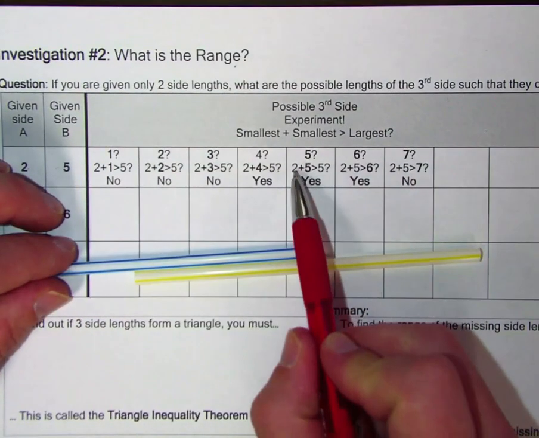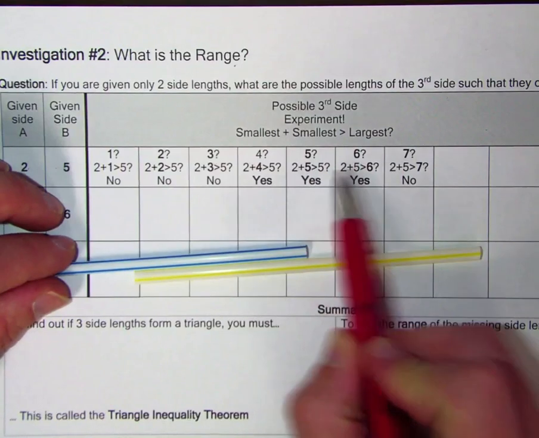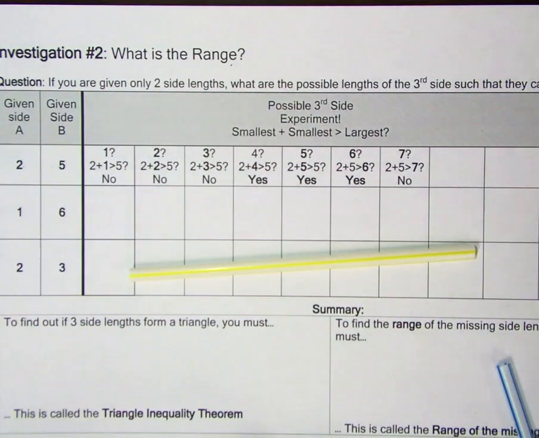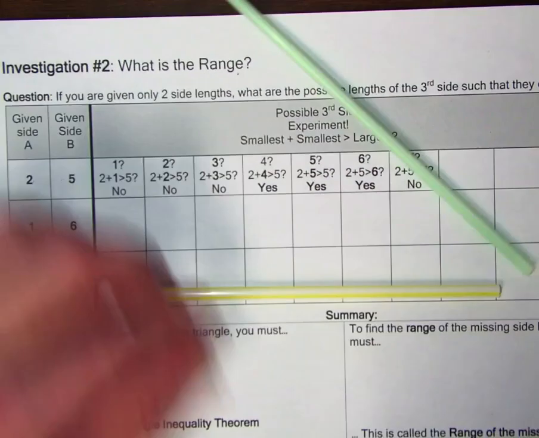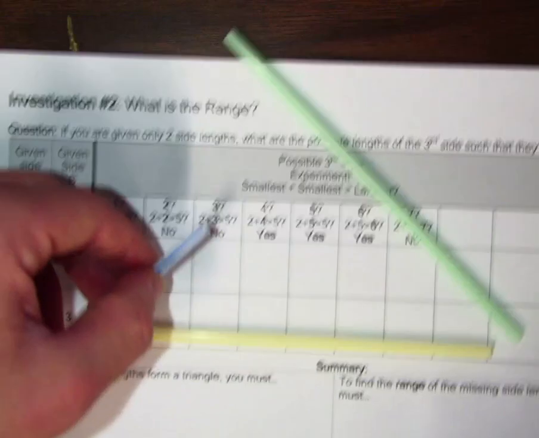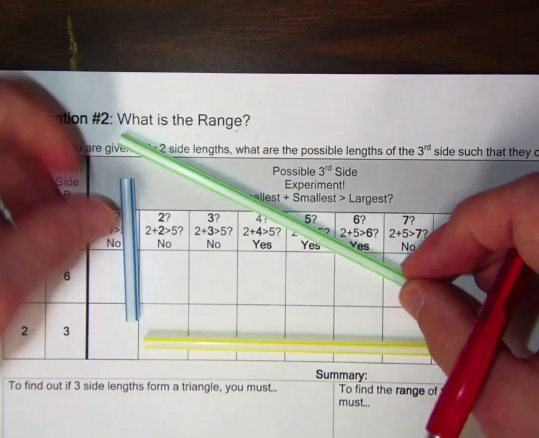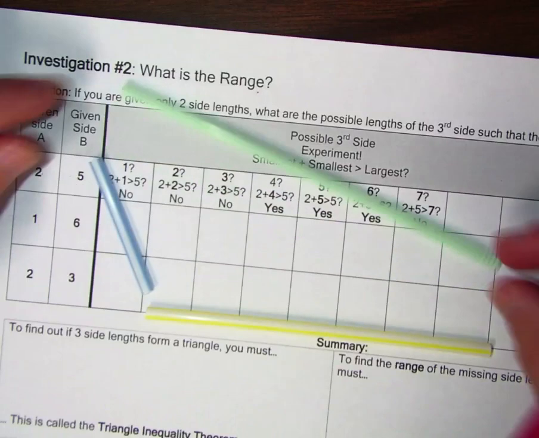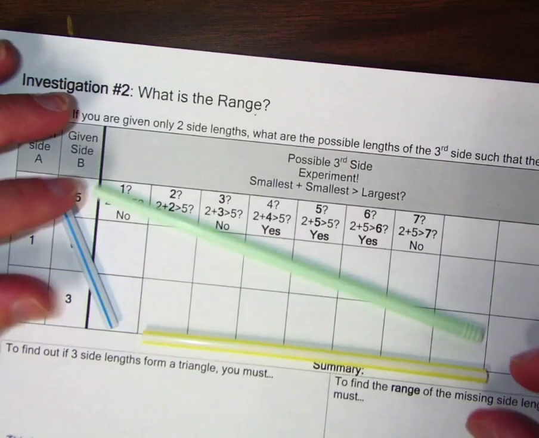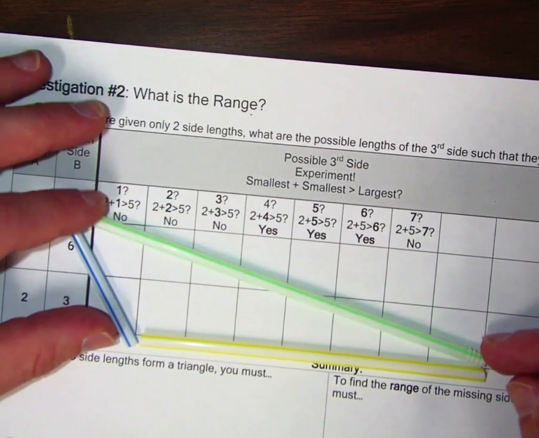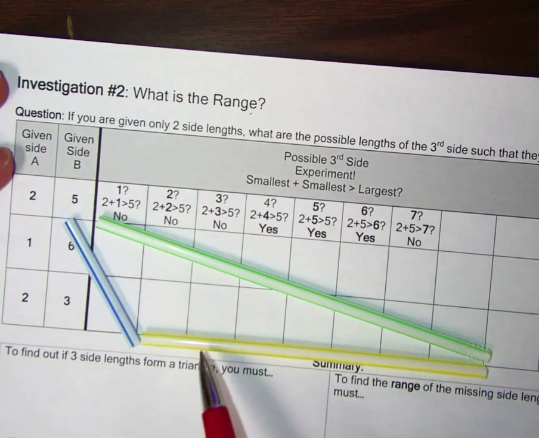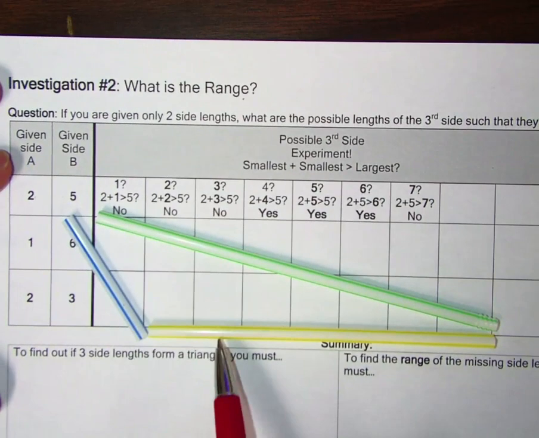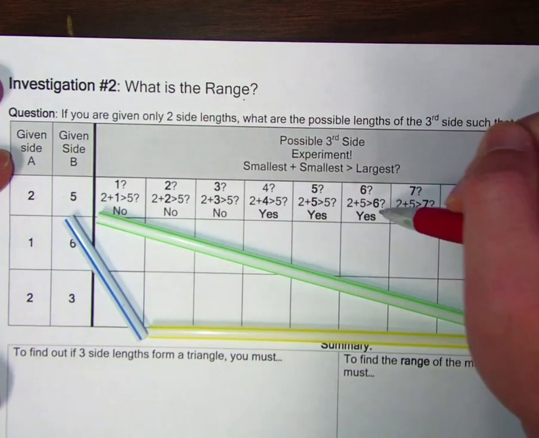And then you can keep checking. 2 plus 5, yes, that's bigger than 5. But notice if you bring 6 into this, okay, we start making an obtuse triangle now. 2 plus 6 works, but you see how 6 now is the longest? So these are the two smallest, so I'm going to compare those. 2 plus 5 is bigger than 6.